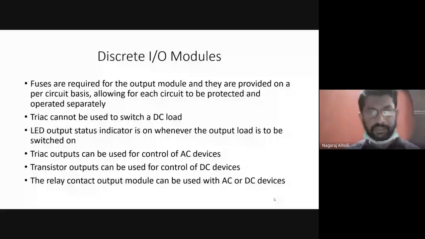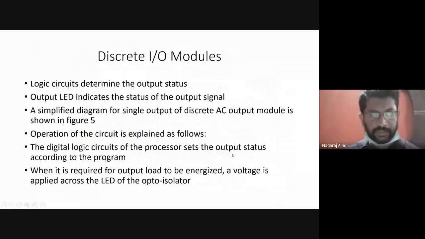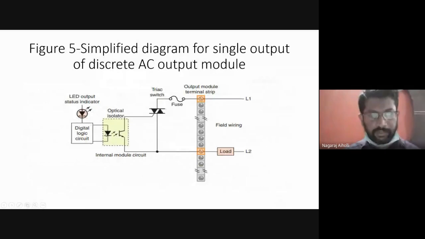What we discussed here, students, the output section, the pulse. Once again, I'll quickly explain in brief. In the output section, the pulse is applied to the digital logic circuit. Based on that, the LED will be turned on. It will transmit the light to the phototransistor. The phototransistor will come into conduction and convert the light energy into electrical energy. The triac will be turned on.